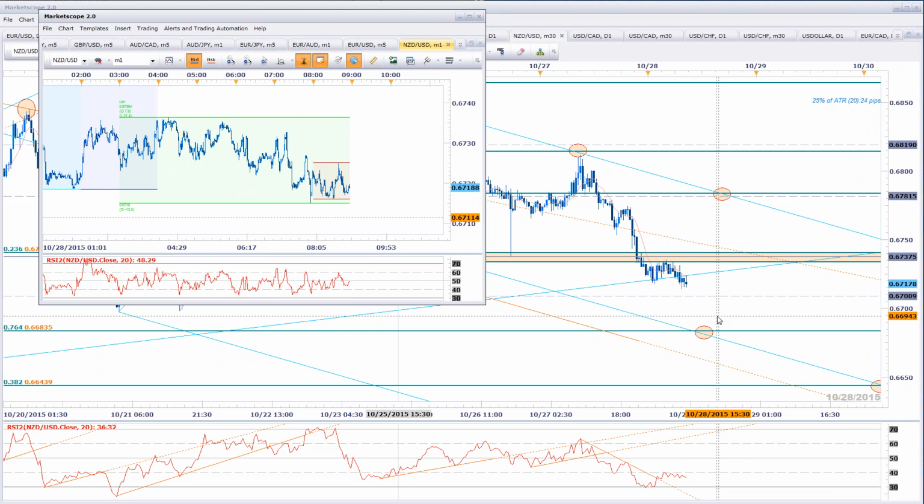Guys, knowing the direction's only 50% of the game. The other 50% is timing. So I might be right here. We might all be right. This thing might just drop into 66.83. If we don't get a proper entry, it's not a trade that we can take advantage of.